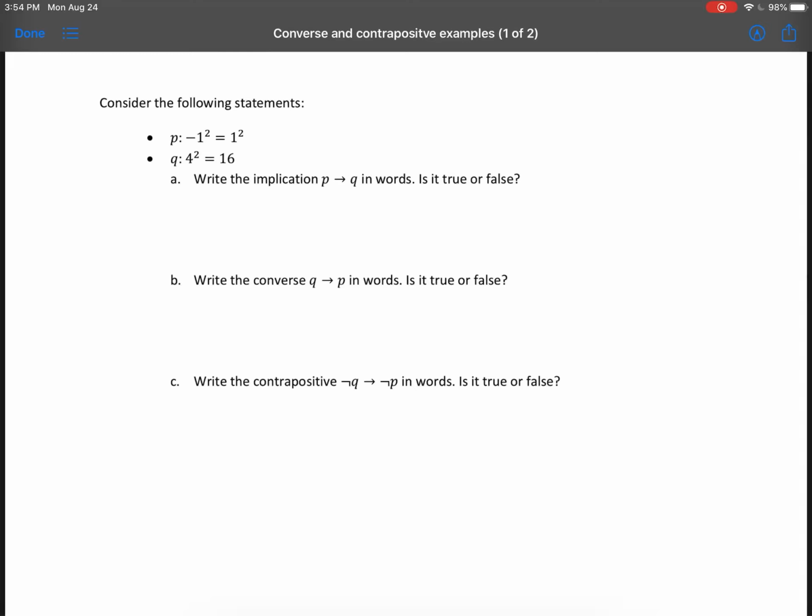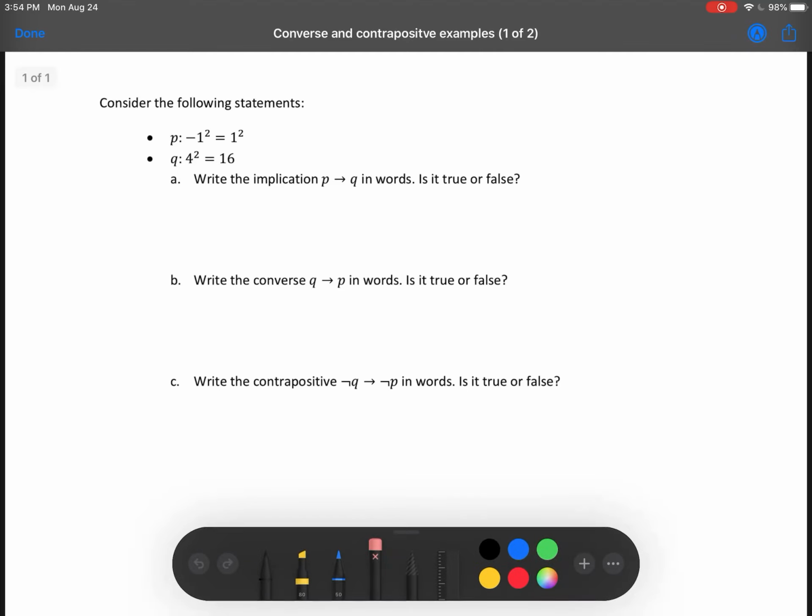Okay, so here's some examples of converse and contrapositive. We're going to be writing them in words and deciding if they're true or false. So let's start with our statements here. We have P, -1 squared is equal to 1 squared, and Q, 4 squared is equal to 16. So first, A says to write the implication if P then Q in words.